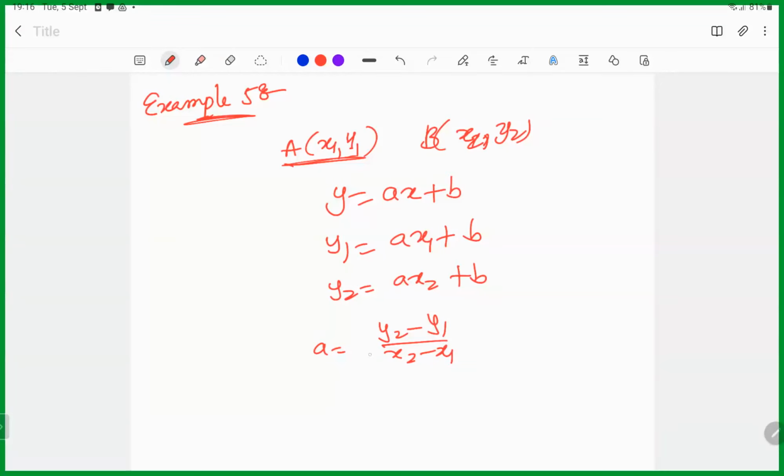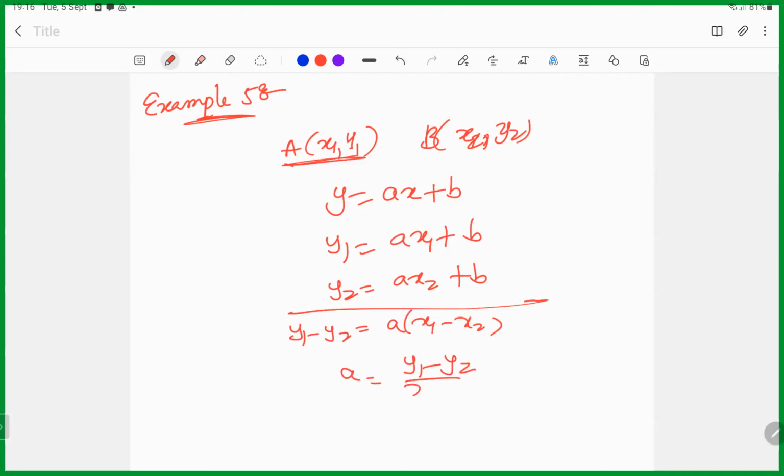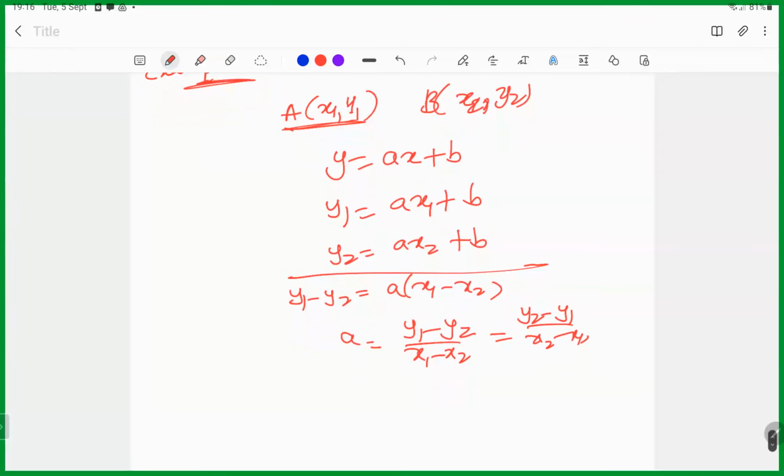So how did we get A equal to y2 minus y1 by x2 minus x1? We covered solving a pair of linear equations, right? What are the methods to solve them? Substitution and elimination. So let's say you do y1 minus y2, what will happen? A times x1 minus x2, right? So A will be y1 minus y2 by x1 minus x2, or you can write it as y2 minus y1 by x2 minus x1. Both are the same. Why? Because the negatives in numerator and denominator cancel.